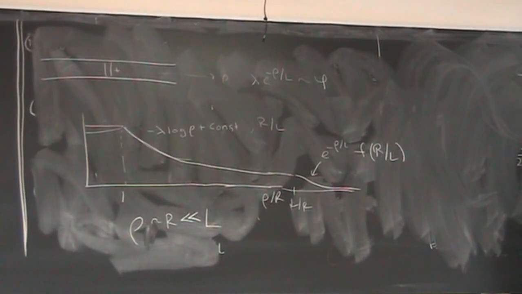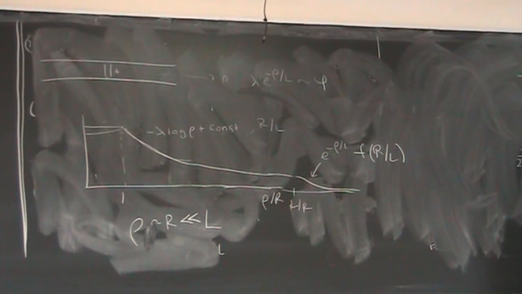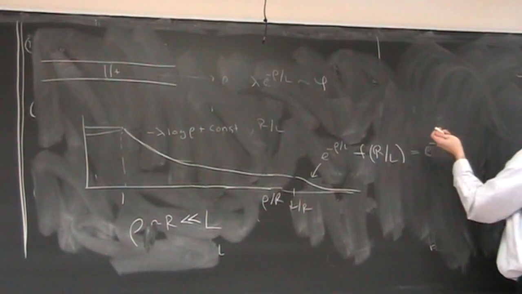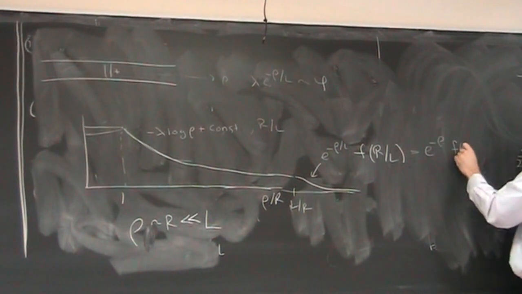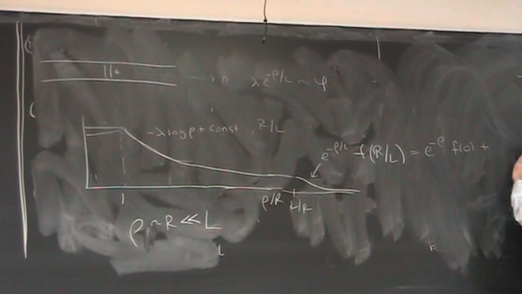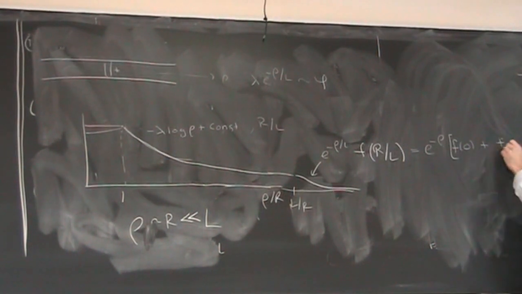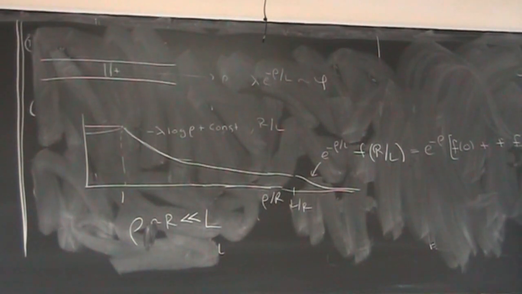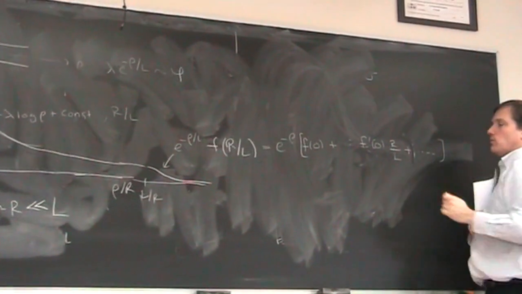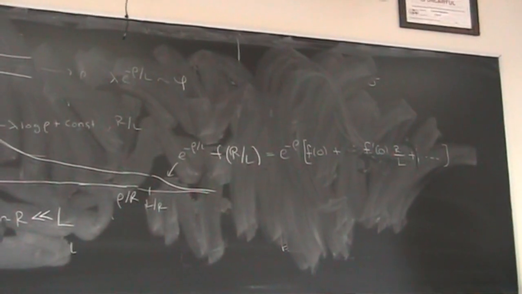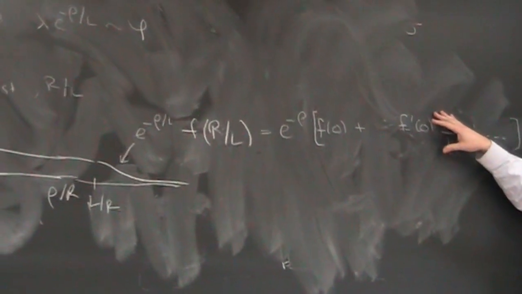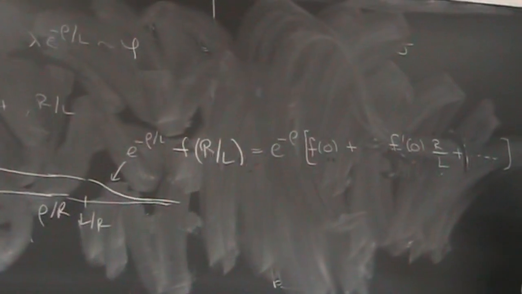And now R over L is a small number. Could you possibly have inverse powers? So you would expand it. If it's a regular function, you would get f of 0 plus corrections, etc. So certainly I would expect power corrections for this result. Since R over L is a small number, I only take the leading term, which is f of 0.